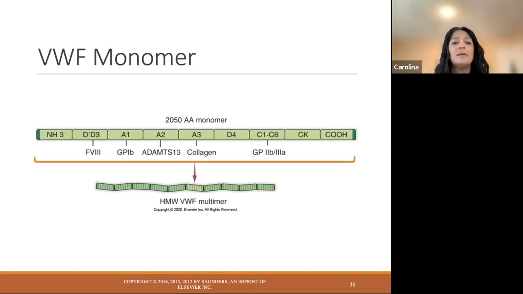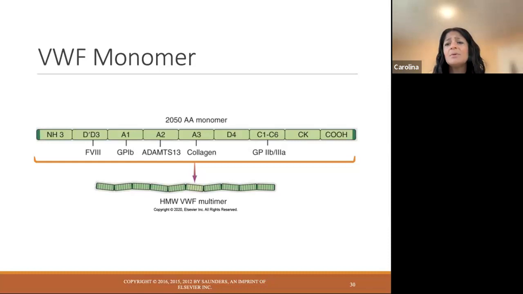So you see A1, A2, A3, there are D domains. So these 12 subunits that you see here support the active sites at the locations that are showing here. So they support binding sites for factor 8, glycoprotein 1B-IX-V, a site for cleaving, right? So for ADAMTS13, this is the cleavage protein, for collagen, and for glycoprotein 2B3A.